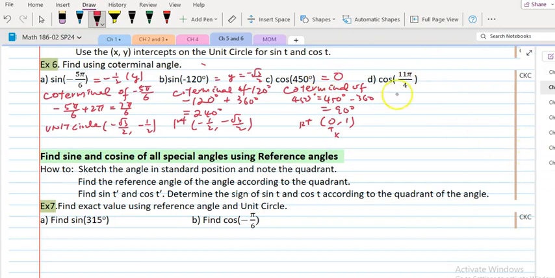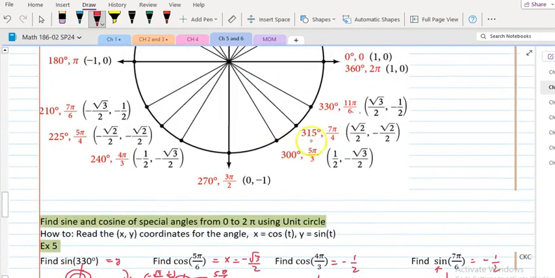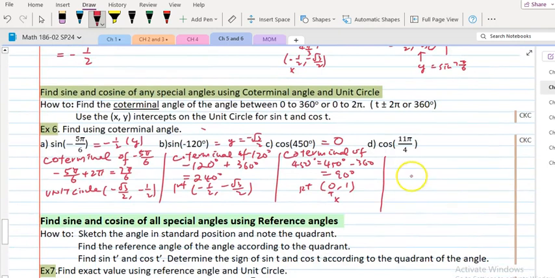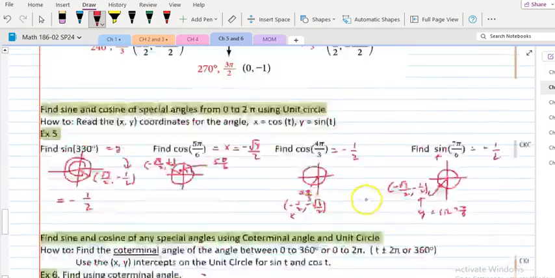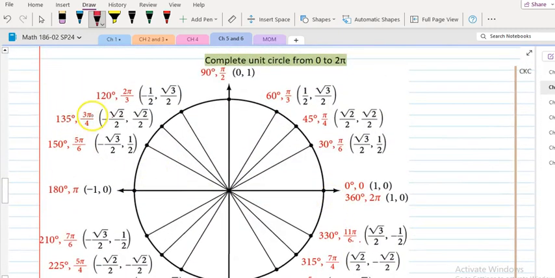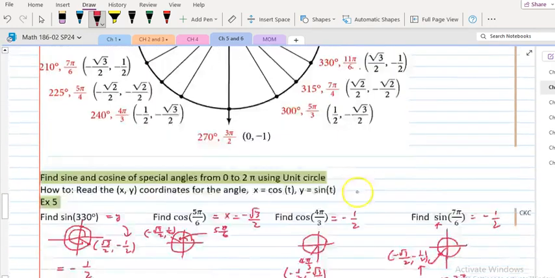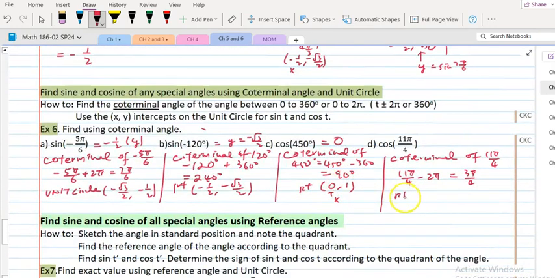Cosine of 11 pi over 4. Do I have 11 pi over 4 on the unit circle? I don't think so. The highest is 7 pi over 4, so this must be outside of 2 pi. So I find the coterminal angle: 11 pi over 4 minus 2 pi, which is 8 pi over 4, equals 3 pi over 4. I know 3 pi over 4 is right here, and the point is negative root 2 over 2, root 2 over 2.